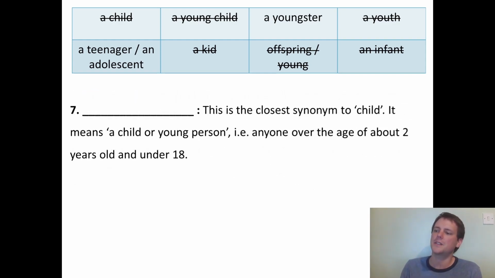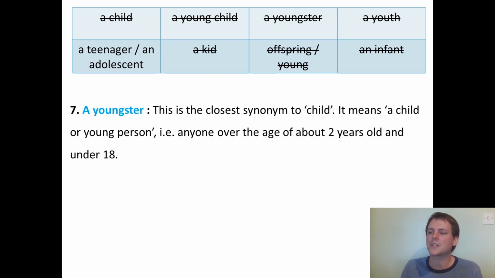This is the closest synonym to child. It means a child or young person, anyone over the age of about 2 years old and under 18. Okay. A youngster. A 19-year-old, a youngster? Not really. It's more used for people who are children. A 2-year-old, a 3-year-old? Yeah, sure, they could be called youngsters too.